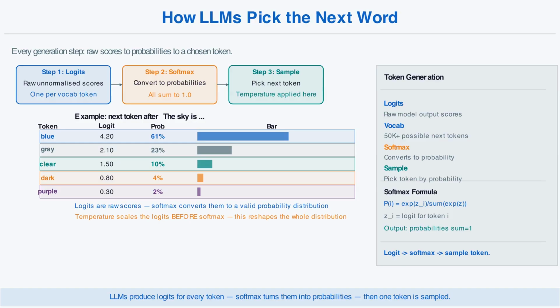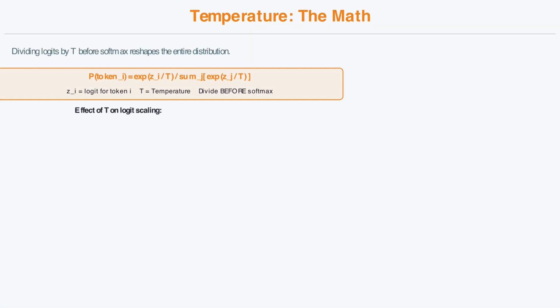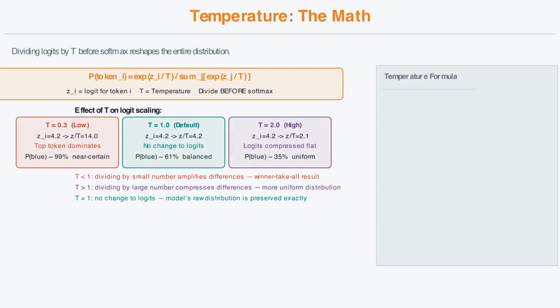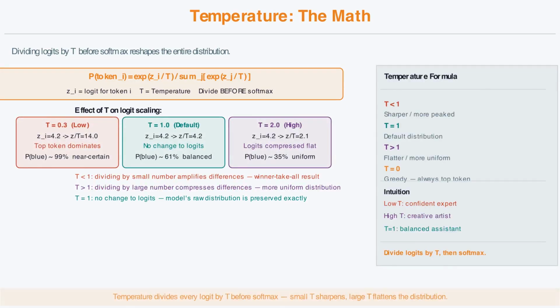The logits are the raw signal. Softmax converts them to probabilities. Temperature controls how that conversion happens. Here is the temperature formula. The probability of token i equals exp of z_i divided by T, divided by the sum over all j of exp of z_j divided by T. The key operation is simple: divide every logit by T before you apply softmax.